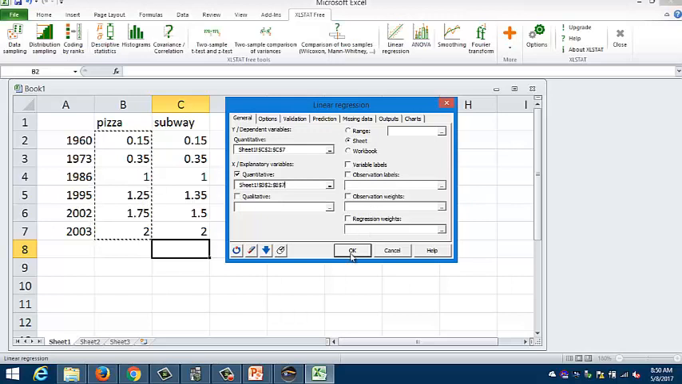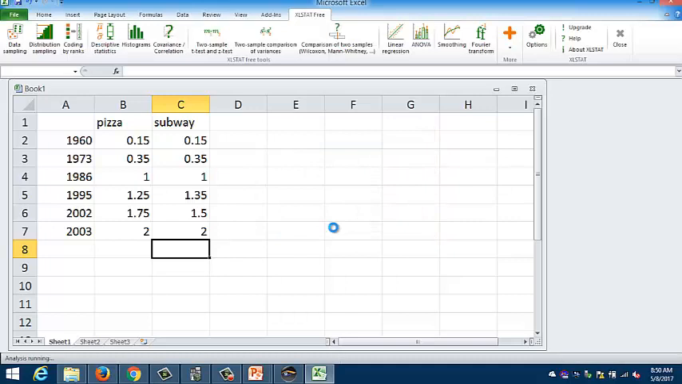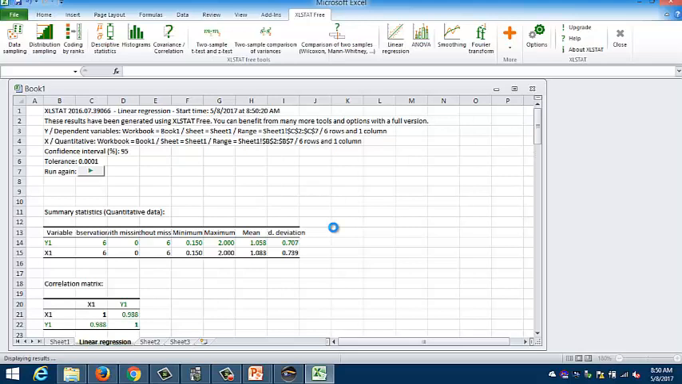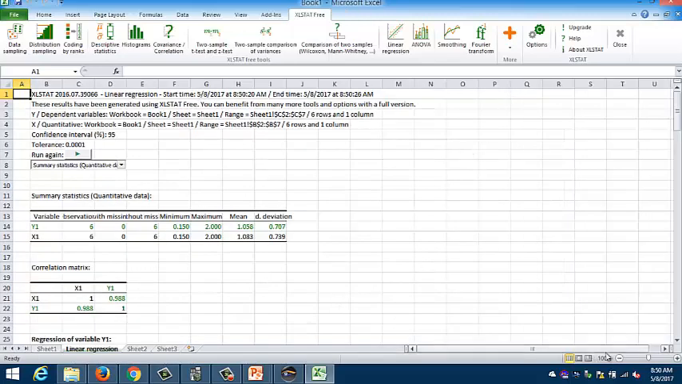Okay. It's going to ask you, hey guys, is it true that you have 6 rows? And the answer is yes, I do. So I'll continue. And it's going to generate a whole bunch of data on a new worksheet, linear regression. Okay? There's a lot of stuff going on here. What I'm going to point out, and let me zoom in so you can see a little better.